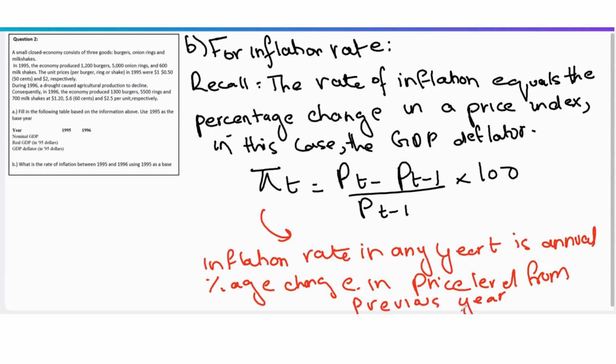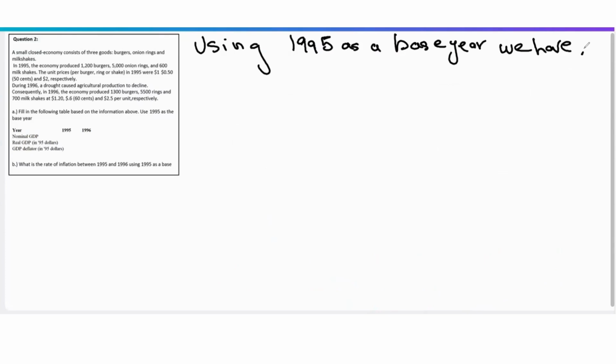If I want to find the inflation rate in 1996, I want to find the annual percentage change in the price level from the previous year, 1995. So let's find that now. Again, the choice of base year matters, as it will influence the real GDP and that will influence the GDP deflator. Using 1995 as the base year, the inflation rate in 1996 will be the price level in 1996, where the price level is measured using the GDP deflator.